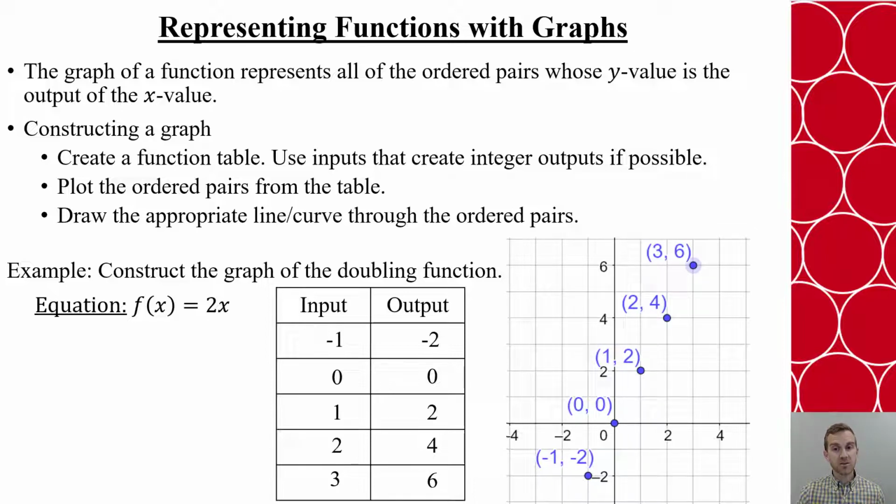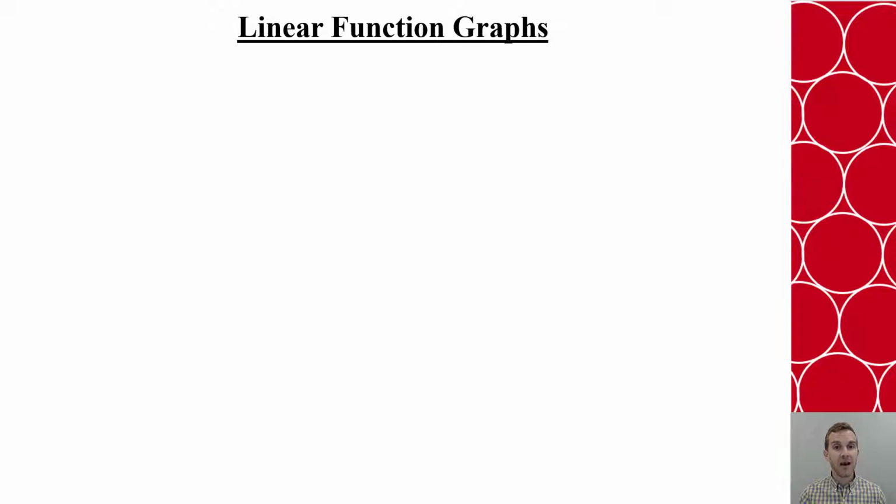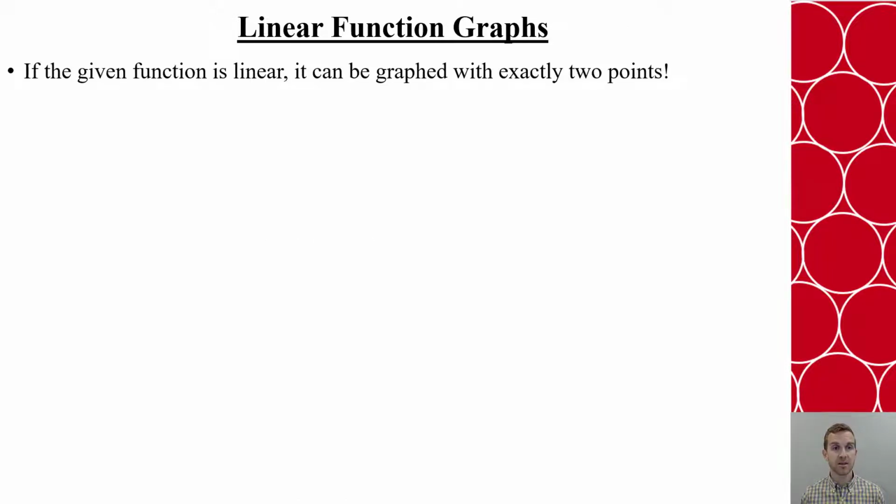I have all of these points, and I can see that that is forming a line because this is a linear function. So I can draw the line straight through those points, and that would be the graph of the doubling function. Now, if I have a linear function, the graph will always be a line. And since it's a line, I can graph it with exactly 2 points.